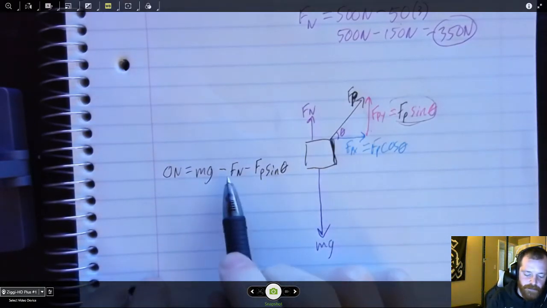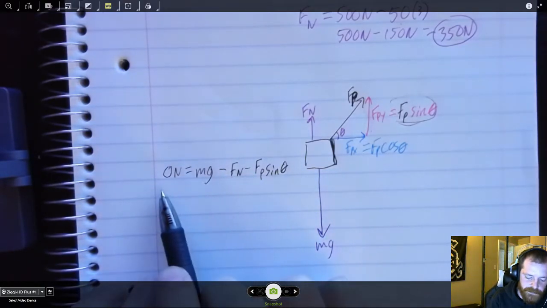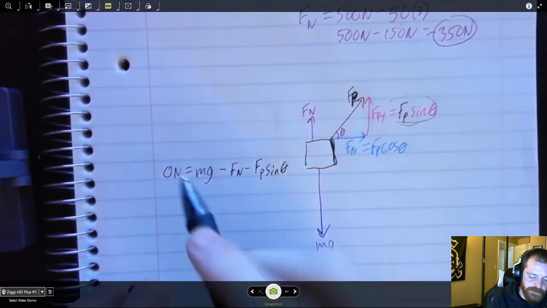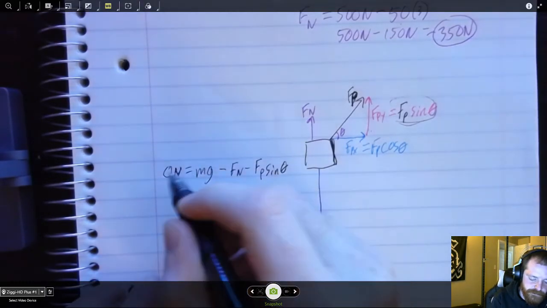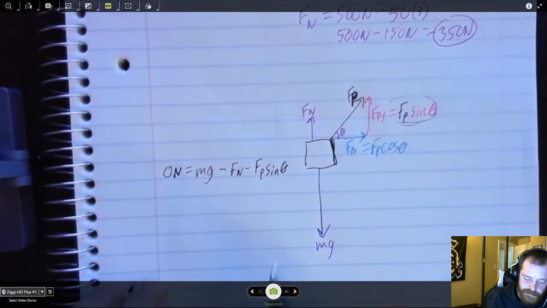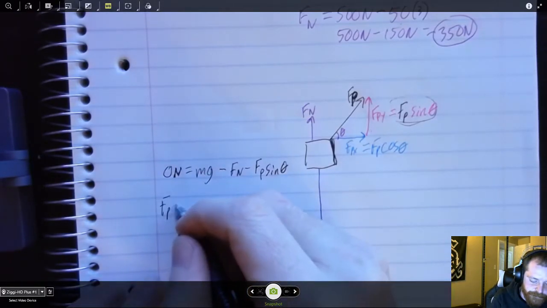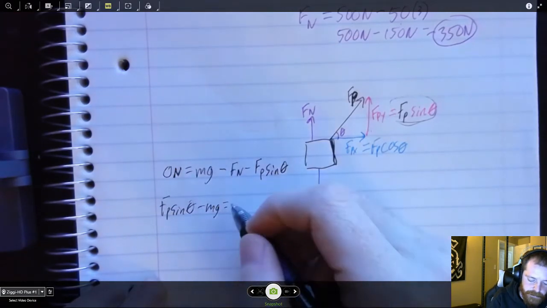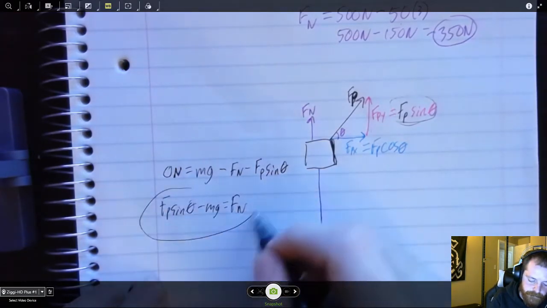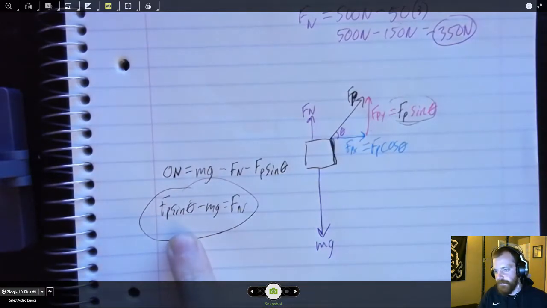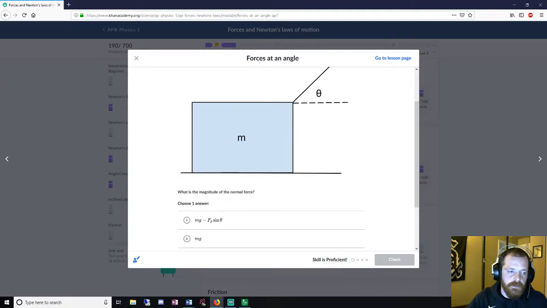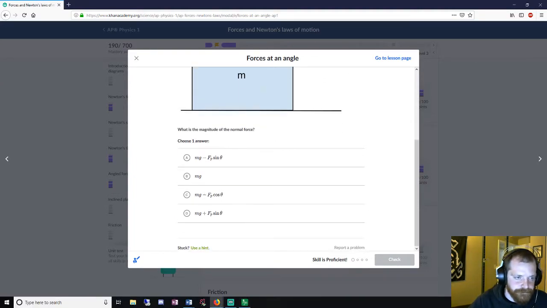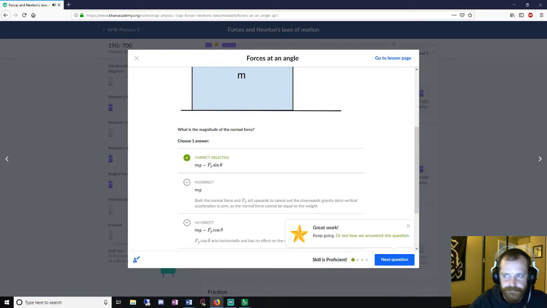So if I wanted to find the normal force, just add Fp sine theta and subtract mg, right? This is 0 newtons. Add Fp sine theta, subtract mg, and that would get me Fn. So I'm looking for Fp sine theta minus mg. Let's see if we can see that. And we see a similar answer right here. Sweet. Got it right.